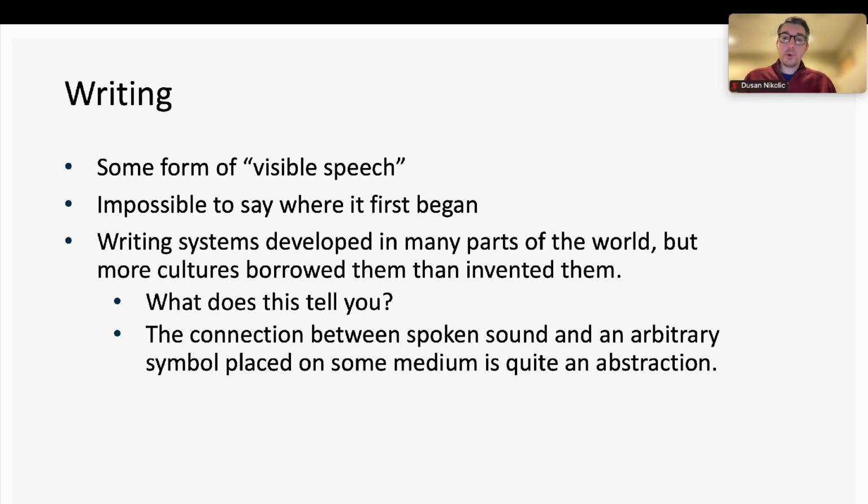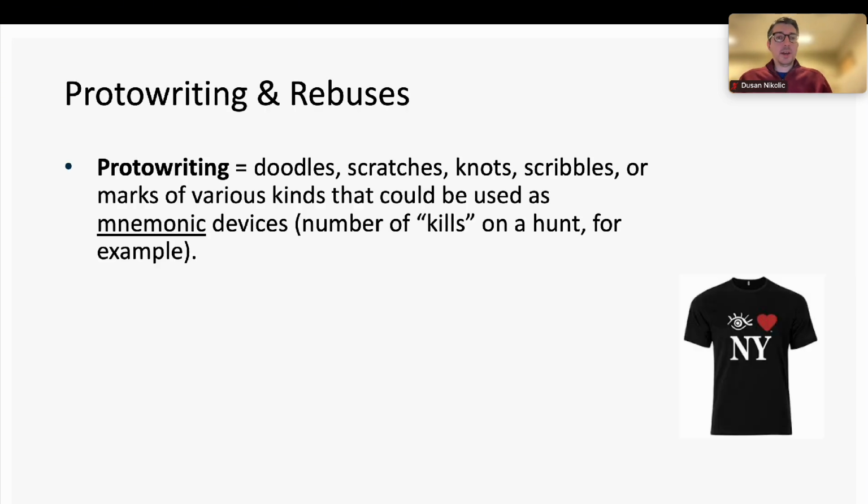The connection between spoken sound and an arbitrary symbol placed on some medium is quite an abstraction. So basically, this tells you that, let's use alphabets for now, the symbols are borrowed one from another to signal different words. So the connection between spoken sound and symbol is quite arbitrary. It's an abstraction. So what were the first forms of writing?